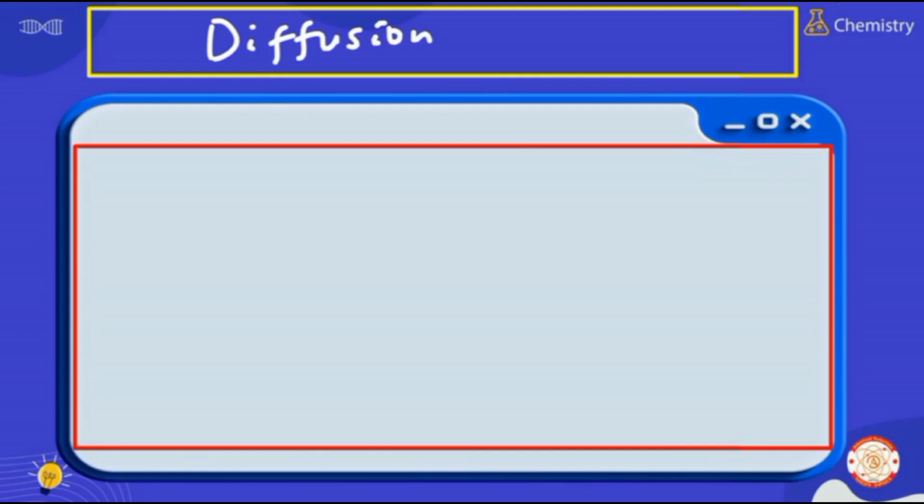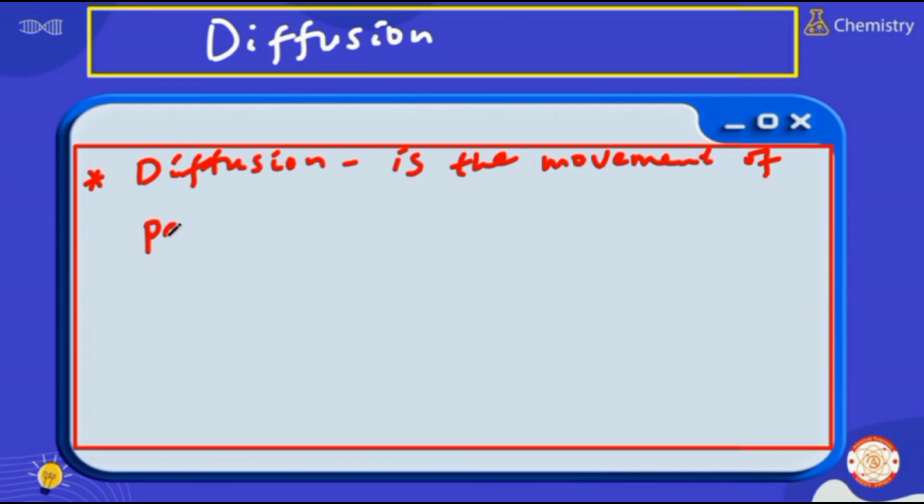So first, let us understand diffusion. So what is diffusion? Okay, so diffusion is the movement of particles into space.